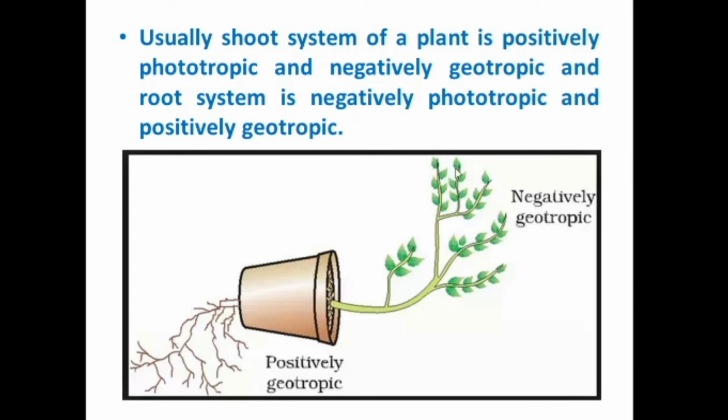So look at this picture. The plant grows towards the sunlight, that is positively phototropic. With respect to gravitational force, it grows against the gravitational force, hence it is known as negatively geotropic. And the root system is negatively phototropic, meaning it moves opposite to the light, that is against the direction of sunlight, hence it is known as negatively phototropic, and positively geotropic because it moves towards the gravitational force.